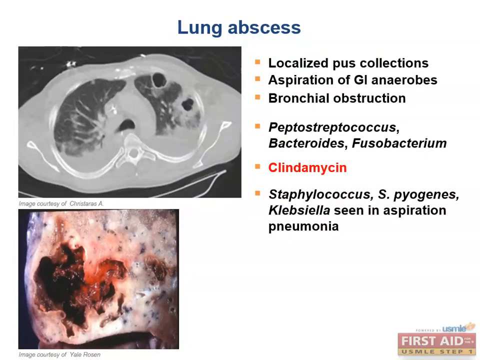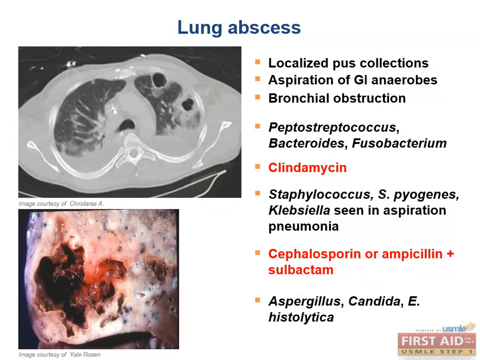That would be a hospitalized patient with aspiration pneumonia, and here you would probably add a cephalosporin or ampicillin plus sulbactam. Finally, don't forget that fungi like Aspergillus and Candida can also do this, as well as parasites like Entamoeba histolytica. What might you expect to see on chest x-ray? An air fluid level.